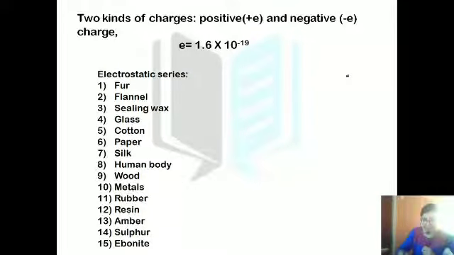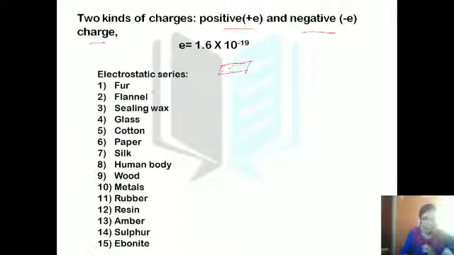Now how many kinds of charges are there? There are two kinds of charges, positive and negative charge. Here in the first activity that we saw, when we rub the plastic with the hair, the plastic acquires negative charge. Likewise, many experiments were done, and it was found that different materials acquire different charges, positive or negative, depending on the substance with which they are rubbed.